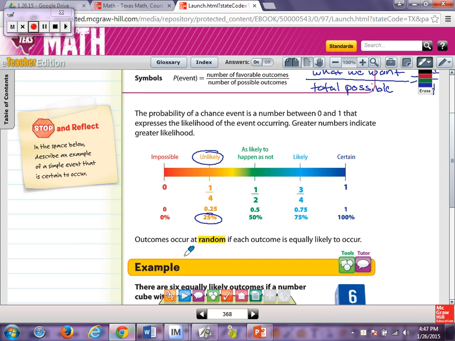Now, to go with that, if outcomes occur at random, each outcome is equally likely to occur, which means that we could get each hat with the same amount. So each of them is 1/4, so they're all equally likely to occur. Now let's go on to example 1.